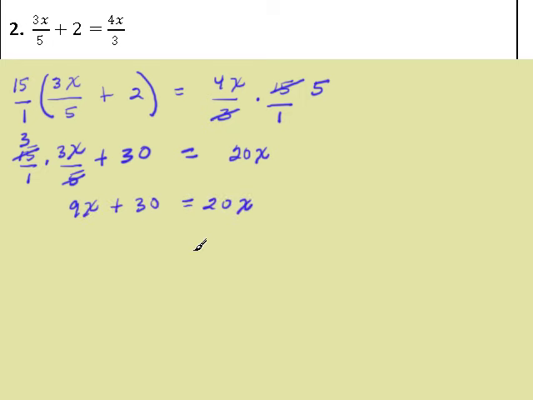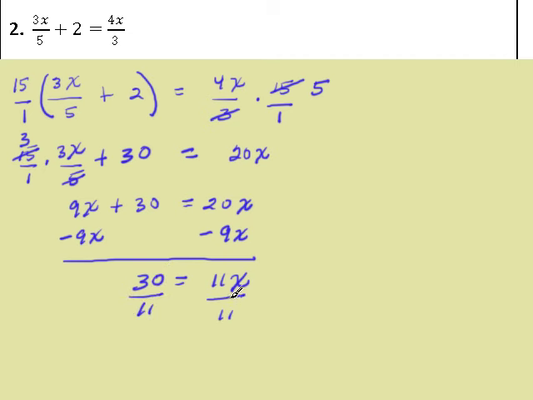20x. Now we want to isolate the x term, so if we subtract 9x from both sides, we will have x by itself on the right-hand side. That is the x term, 11x, on the right-hand side. And we just have one more step, dividing by 11. And we have x is equal to 30 over 11.